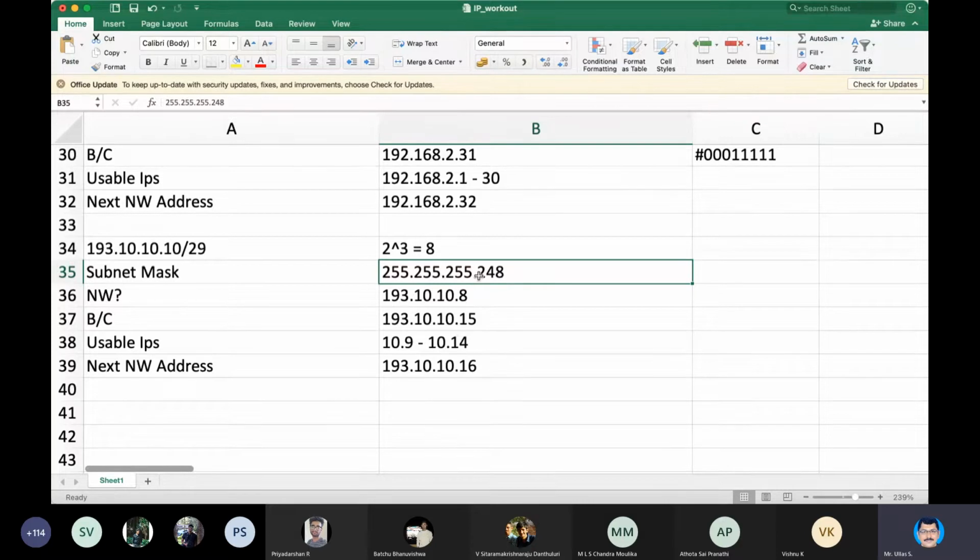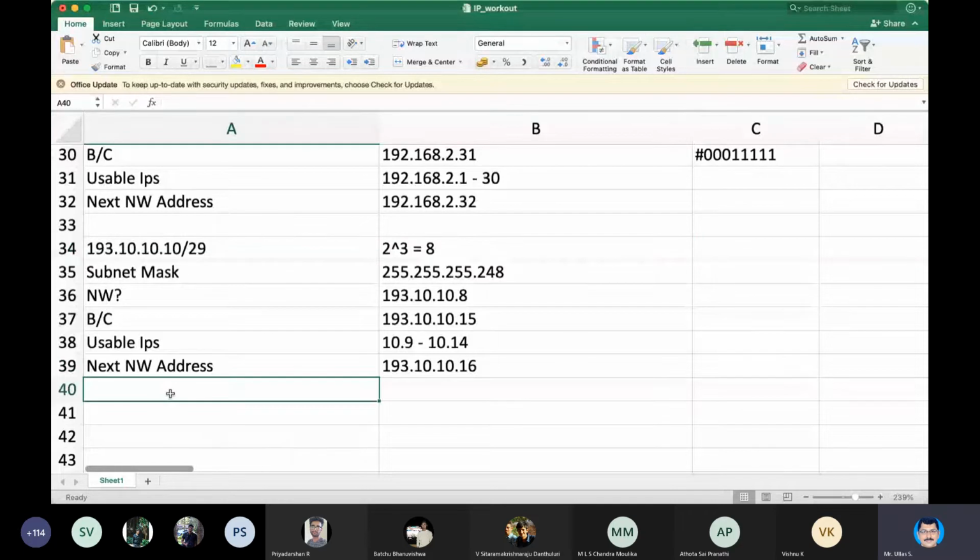So the first network address I simply write 10.0. The second one I write 10.8, the third one I write 10.16, the fourth one I write 10.24. I just keep on writing. Okay, so I write like this: 10.0, then 10.8, then 10.16. Like this I keep on writing. Then the next one, of course, 10.24.